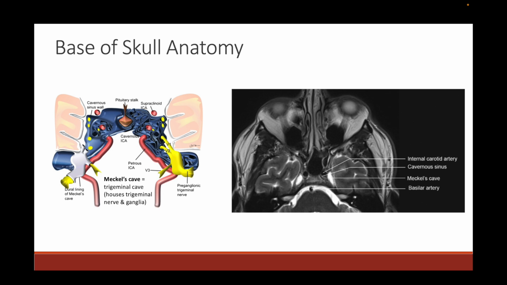You can see it pointed out on an axial section of a T2 weighted MRI on the right side. But you can sort of see the relationship between the Meckel's cave and the cavernous sinus. And the Meckel's cave is a little bit more lateral and posterior compared to the cavernous sinus.